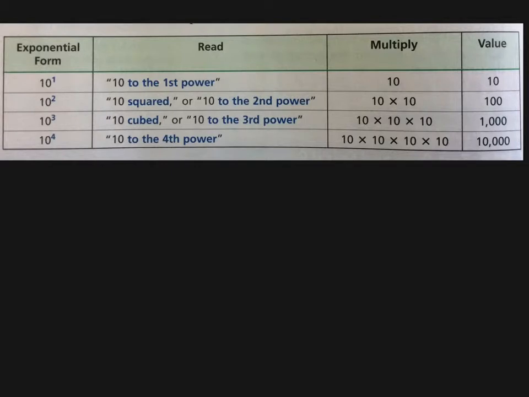Now, I really like this chart because it shows if you have the number 10 to the first power, how we would say it is 10 to the first power, and we just multiply 10 by, well, it would just be 10. So anything to the first power, 7 to the first power equals 7. 83 to the first power equals 83. So that just means we have one of them.